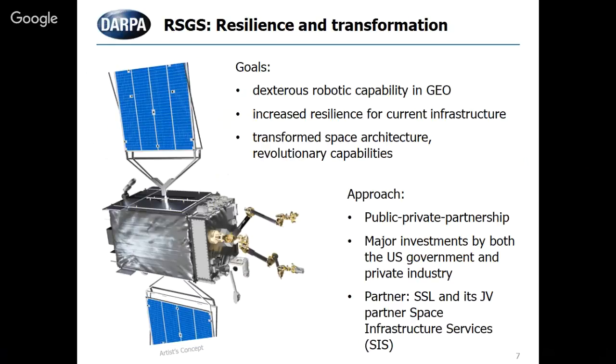This is a pretty good image of the satellite that we're building today, RSGS. We're putting this dextrous capability up there, as I said, for two different reasons. One of them is to provide that resilience, those services to today's spacecraft, but also to motivate the design community to change the way they do things.